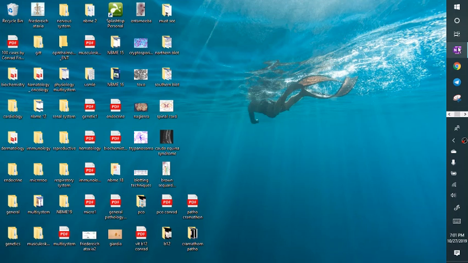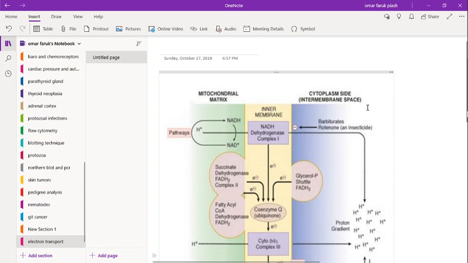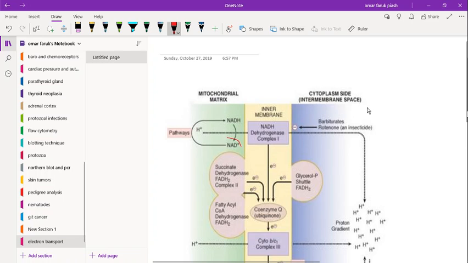In the electron transport chain, what happens here is that high energy electrons are put on NAD to form NADH. Then this NADH goes to the inner membrane of the mitochondria. This is the mitochondrial matrix, this is the inner membrane, and this is the cytoplasmic side. So high energy electrons are put on NAD and it is converted into NADH, and this NADH takes the high energy electron and enters the inner membrane.